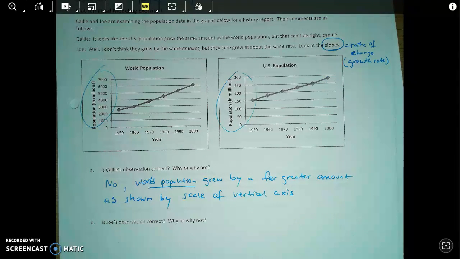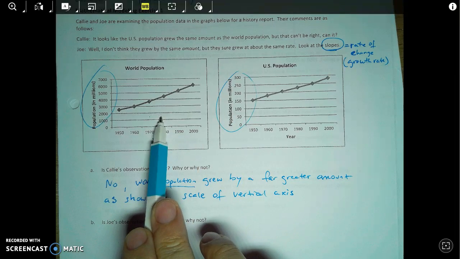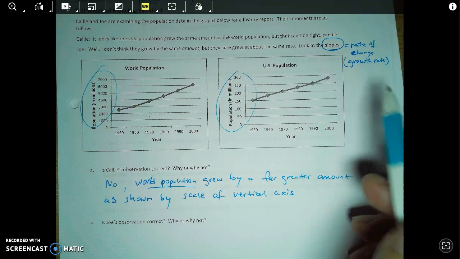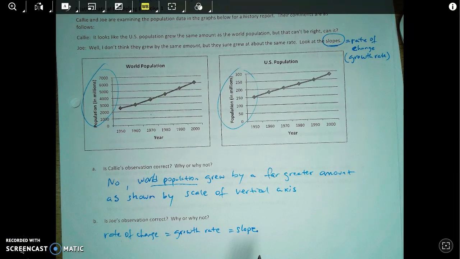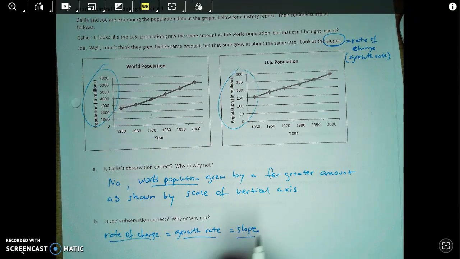Now let's look at question B. Is Joe's observation correct? Well, Joe also ignored the scale of the two graphs. The rate of change, which is basically the growth rate or the slope, is much greater for the world population than the US population. So we need to make sure that we understand these vocab words. Rate of change is the same thing as growth rate or slope.